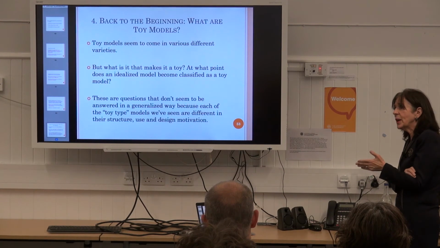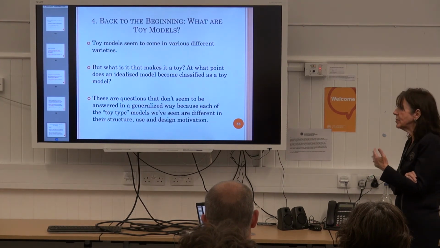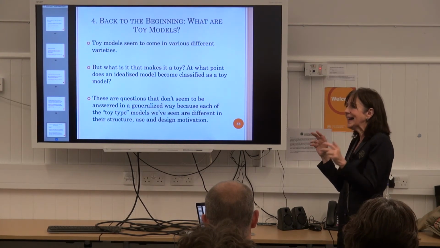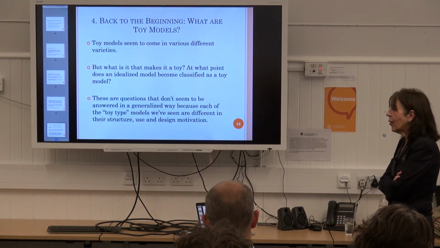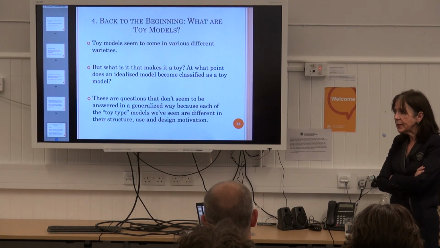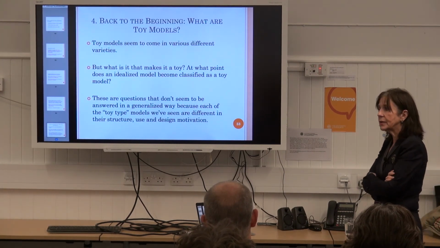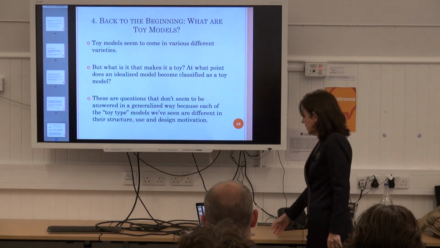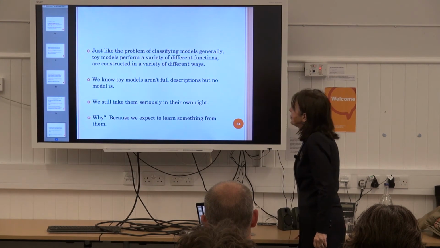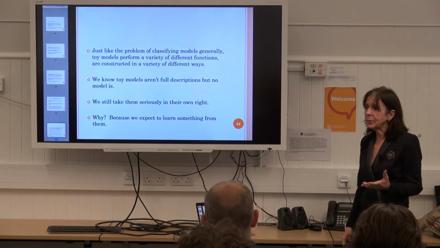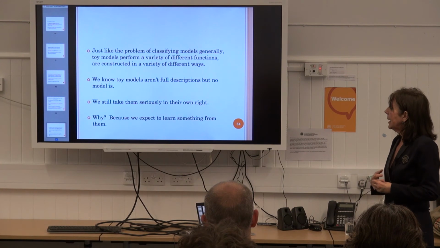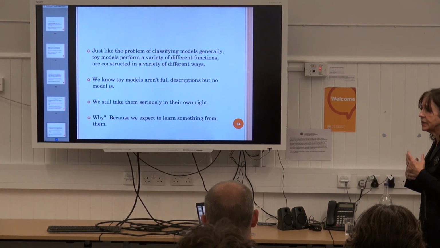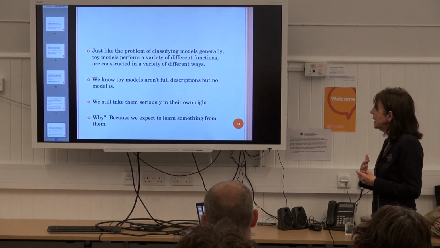So the questions about what makes something a toy model don't seem to be answered in a generalized way, because the toy types are very different in their structure, very different in their design, and very different in their motivation. So why is the Ising model like Fitzgerald's wheeled and band model? But I think this is like the problem of classifying models generally. Models perform a lot of different sorts of functions. They're constructed in a variety of different ways.